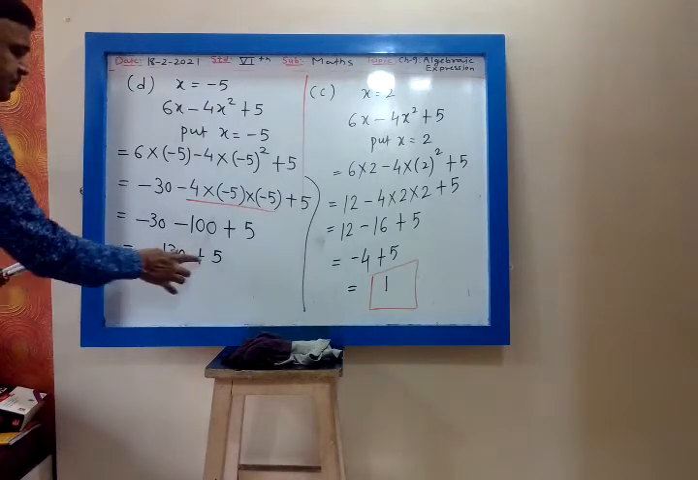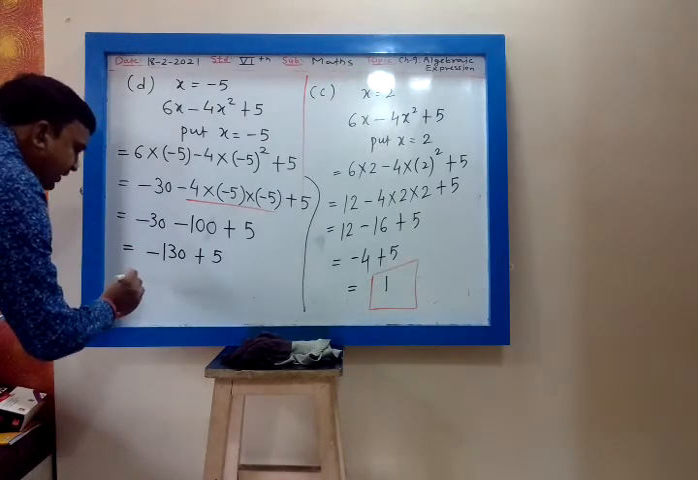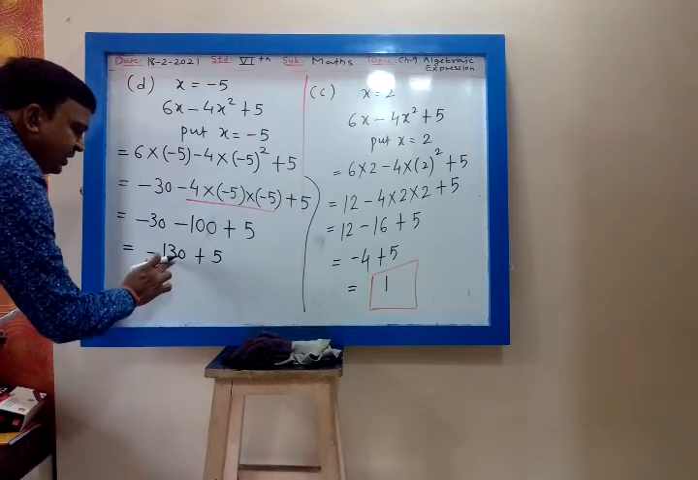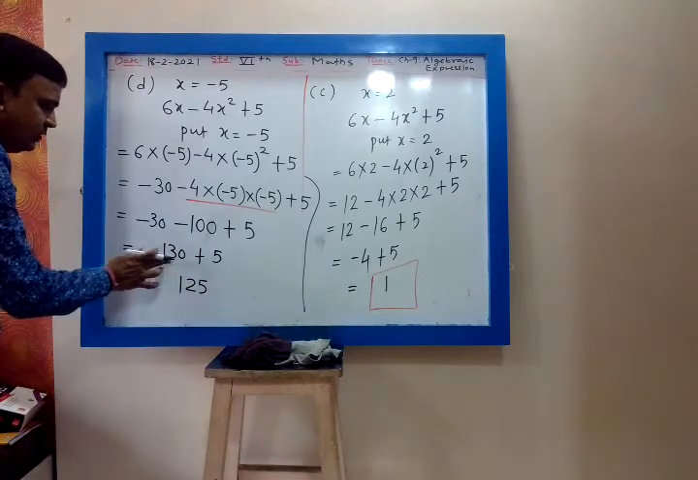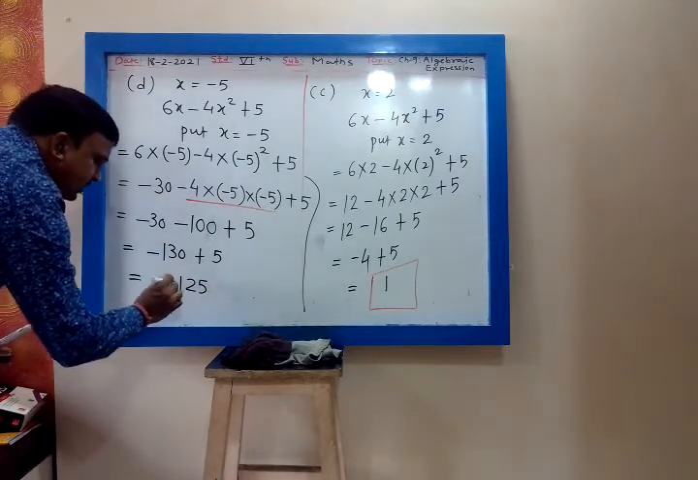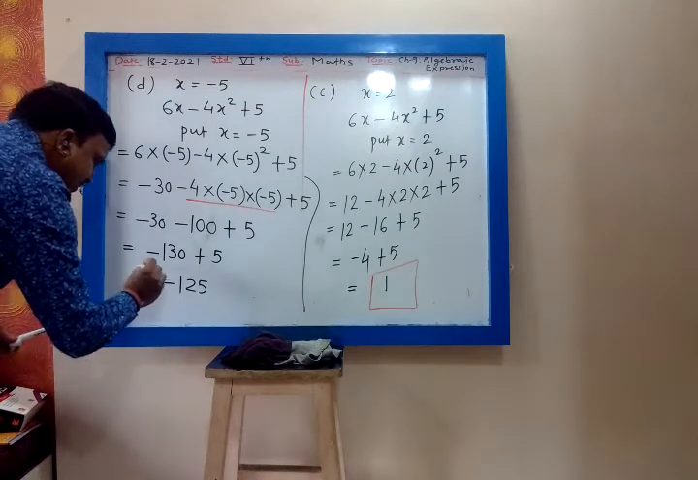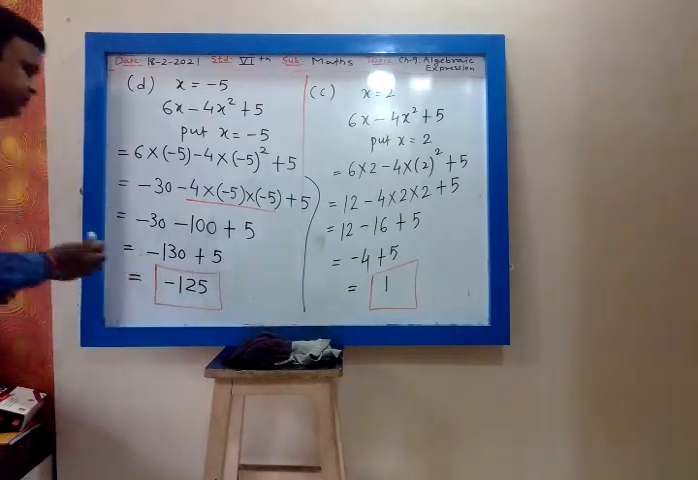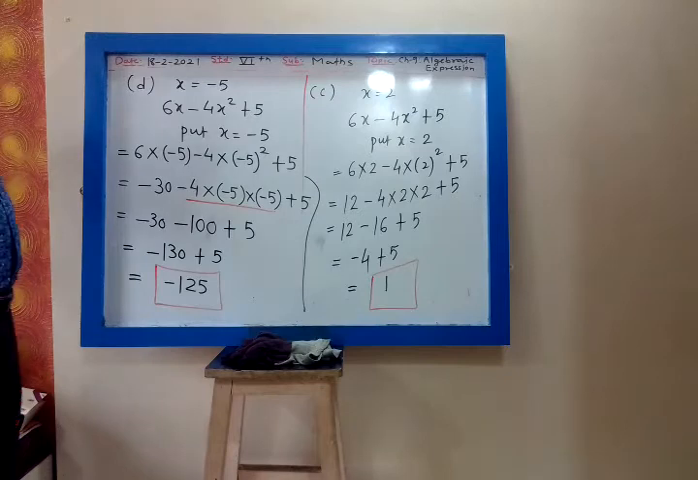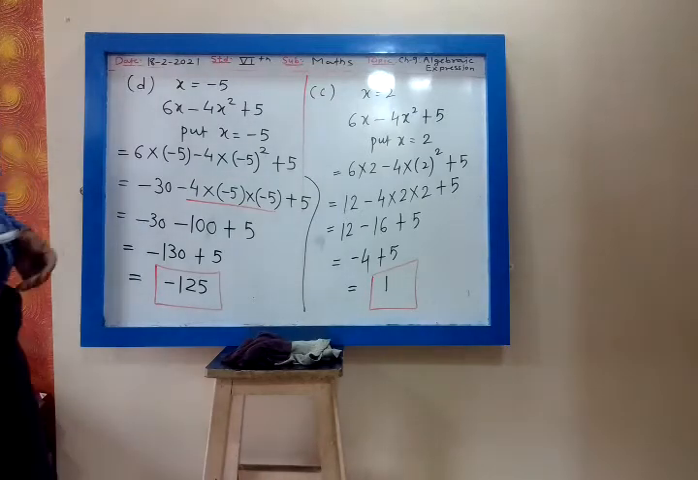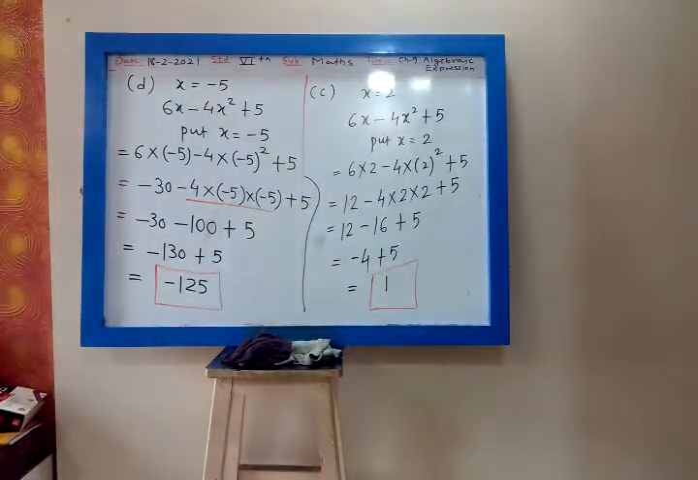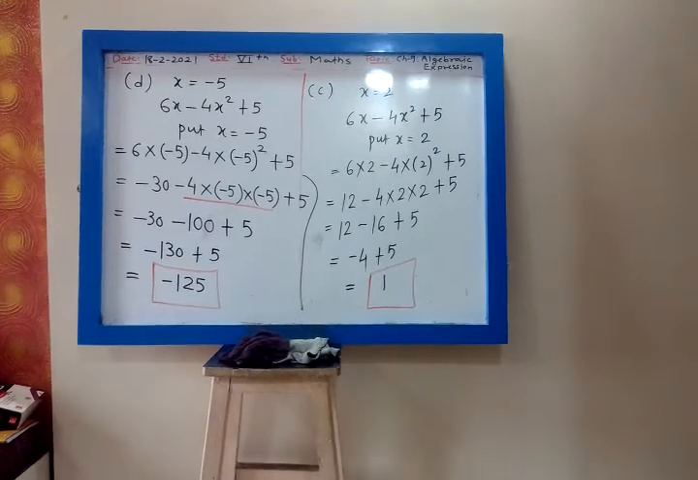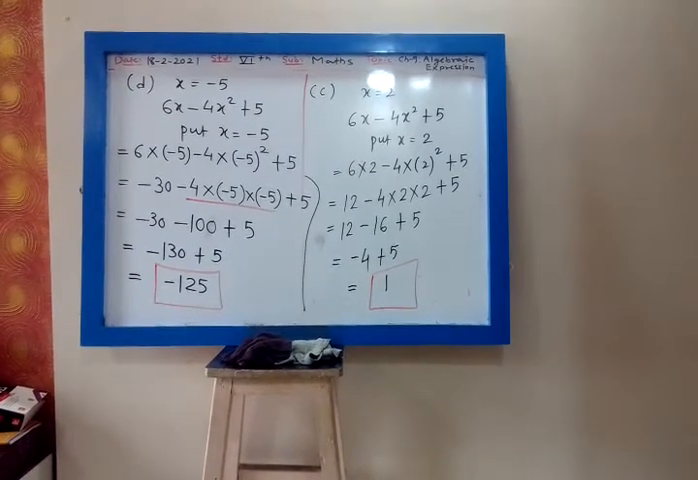Now minus sign and plus sign, opposite sign. So I have to subtract smaller number from bigger number. 130 minus 5 is 125. Then which number is bigger? 130. What is the sign of that? Minus. So the answer is minus 125.